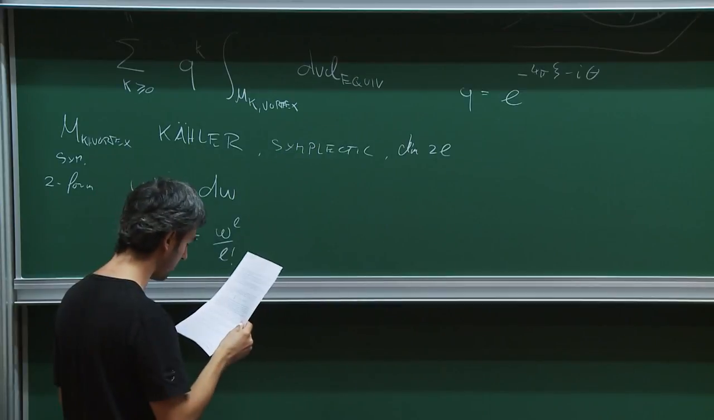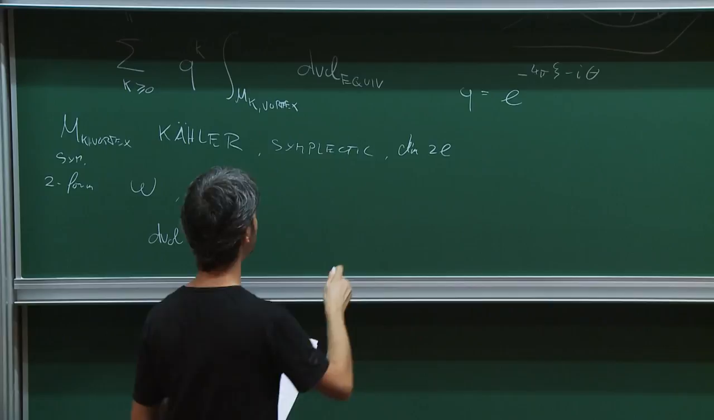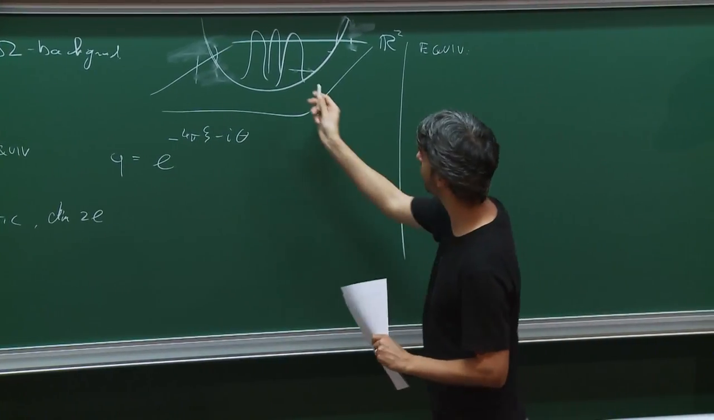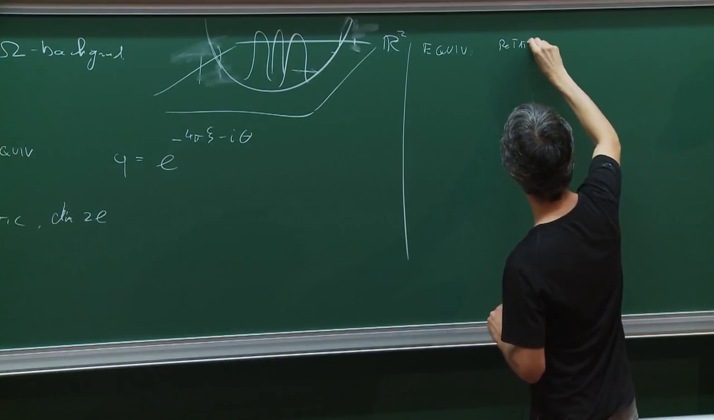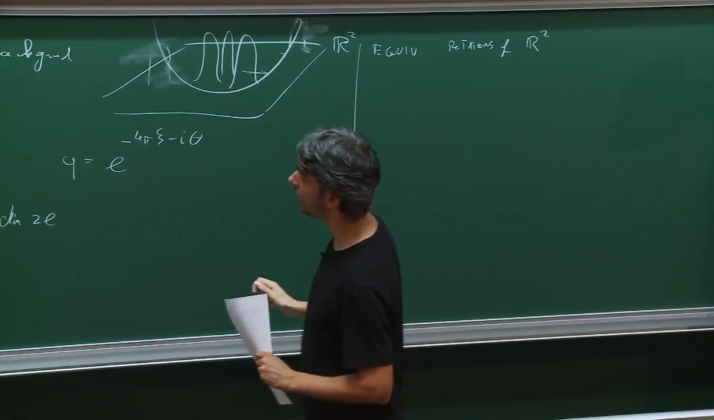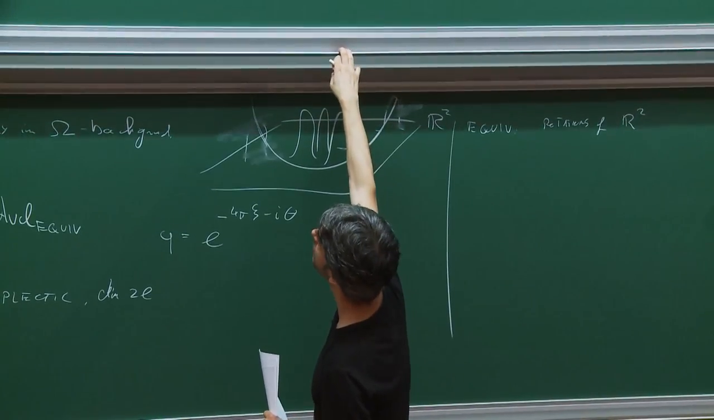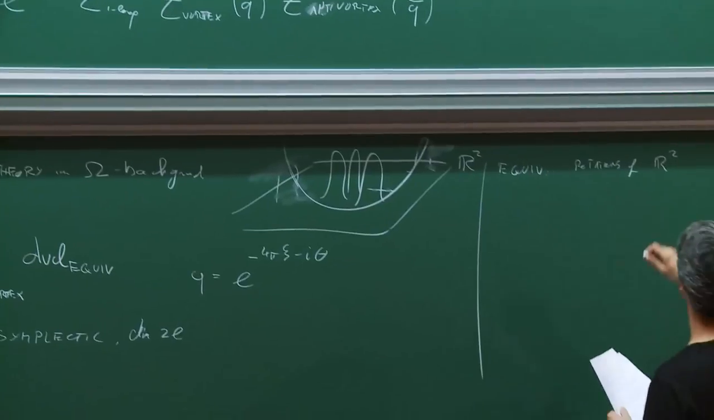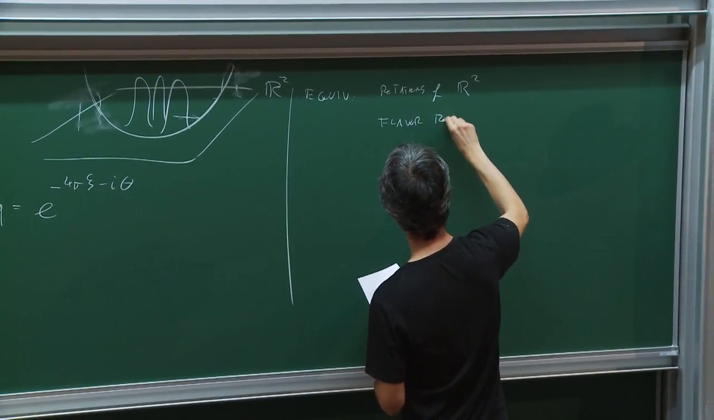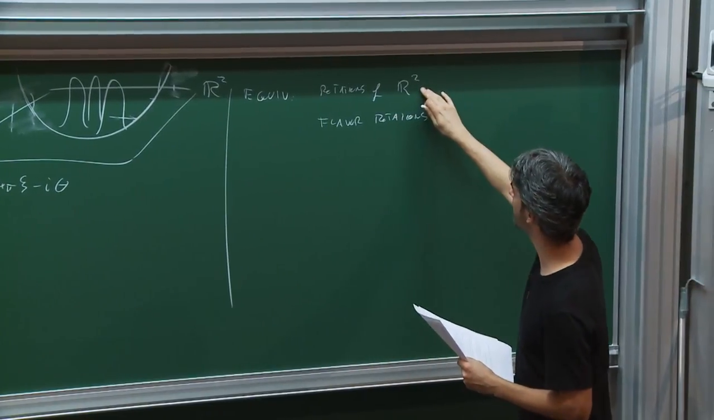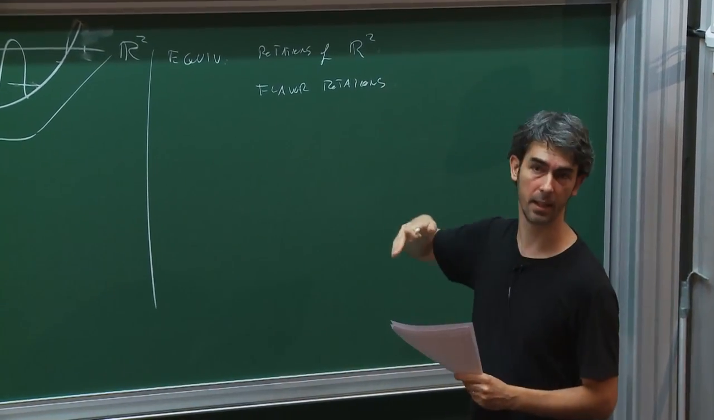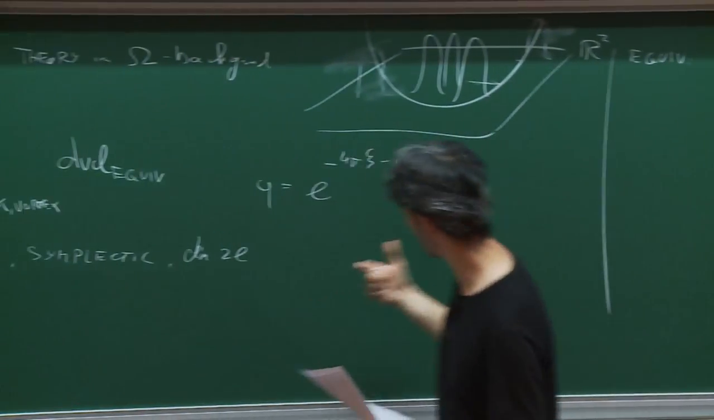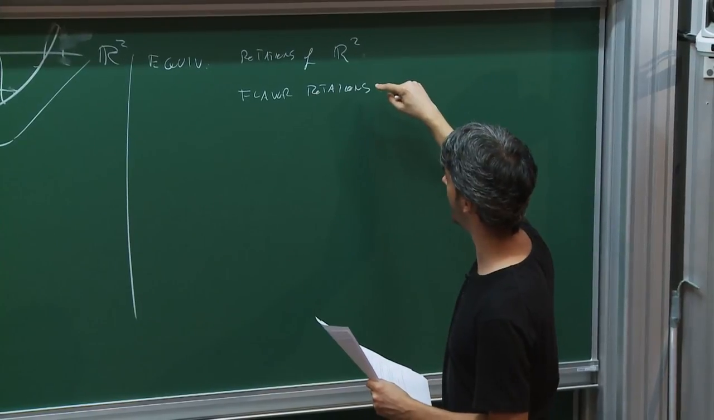But in fact, what you have to compute is the equivariant volume. So equivariant with respect to what? First of all, we have rotations of R2. And moreover, we have flavor rotations. In this equation, we have this phi, which transforms in some flavor group, and so we have flavor rotations. This is already abelian. In the flavor rotation group, we take the maximal torus, and we want to do equivariant cohomology under the maximal torus in here.